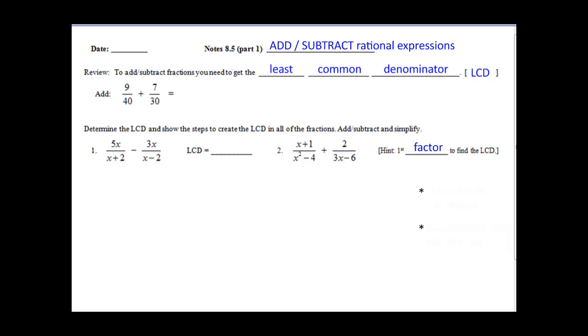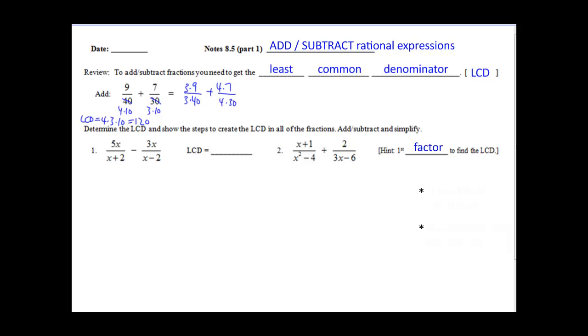a common denominator. We know that 4 times 10 is 40, and we know that 3 times 10 is 30, so they both have a 10 in them. Okay, but they're missing a 4 on one side and a 3 on the other. So our LCD is going to be 4 times 3 times 10, which is actually 120.